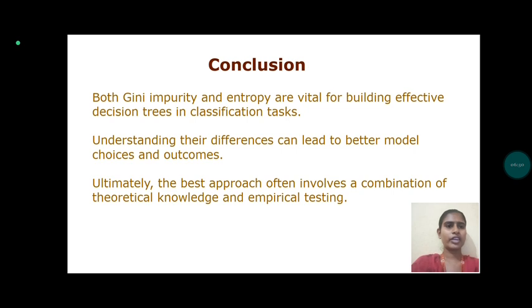Finally, conclusion. Both Gini impurity and entropy are vital for building effective decision trees in classification tasks. Understanding the difference can lead to better model choices and outcomes. Ultimately, the best approach often involves a combination of theoretical knowledge and empirical testing.